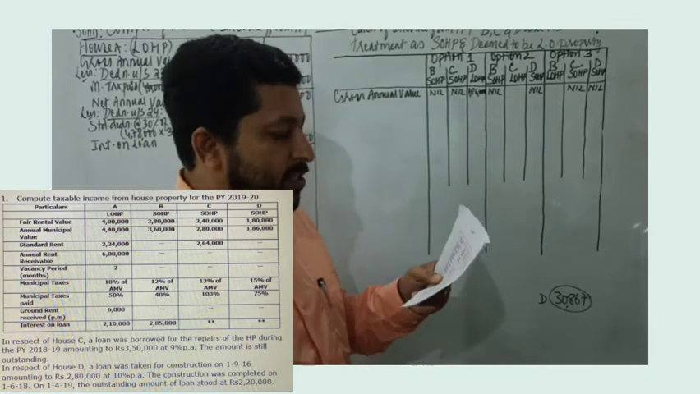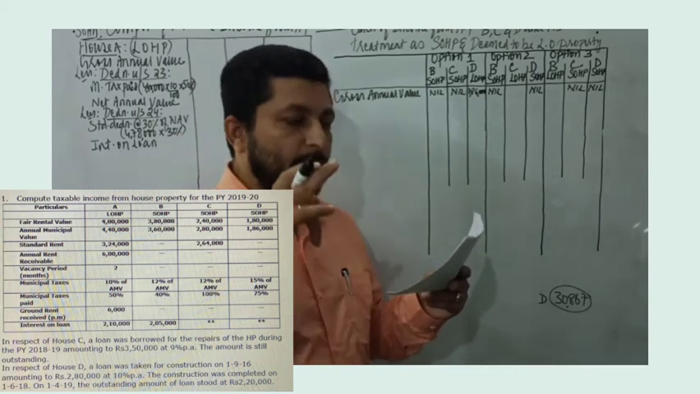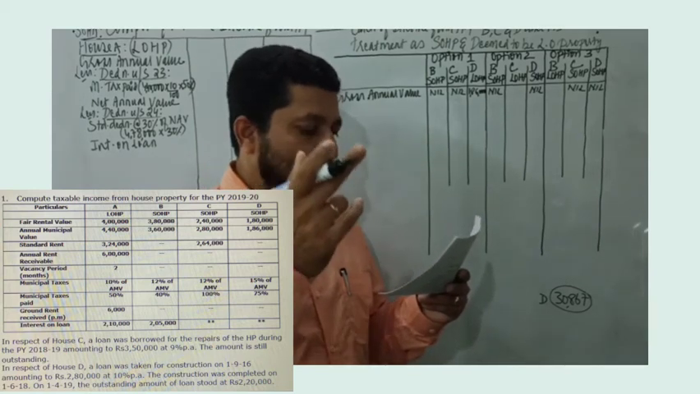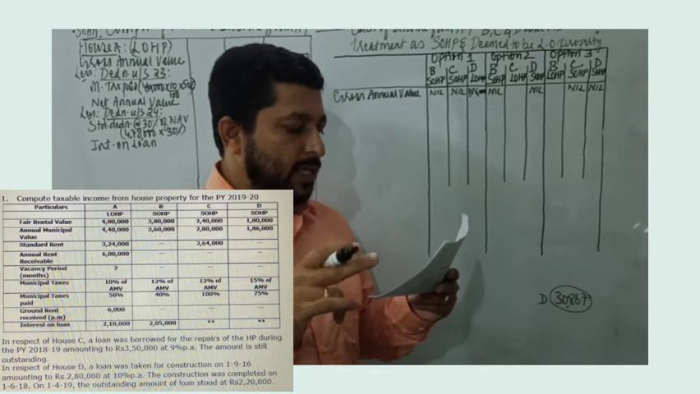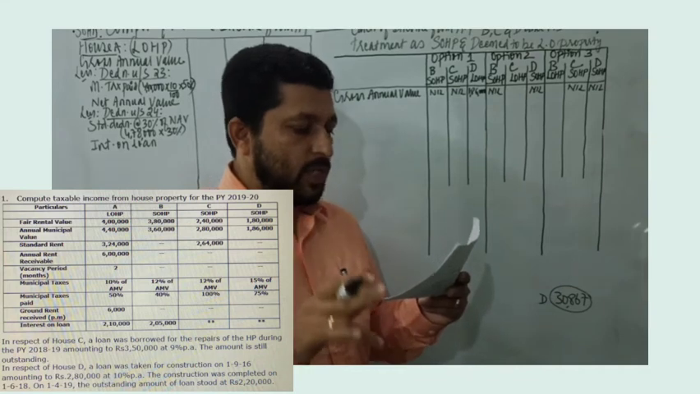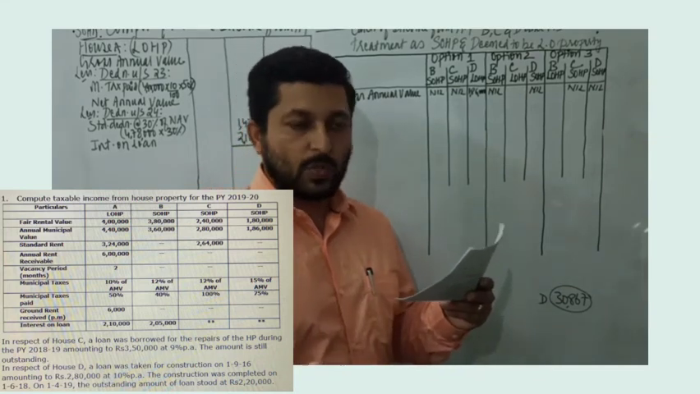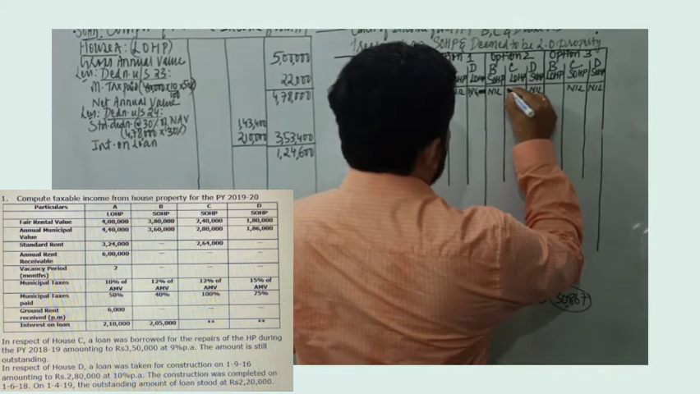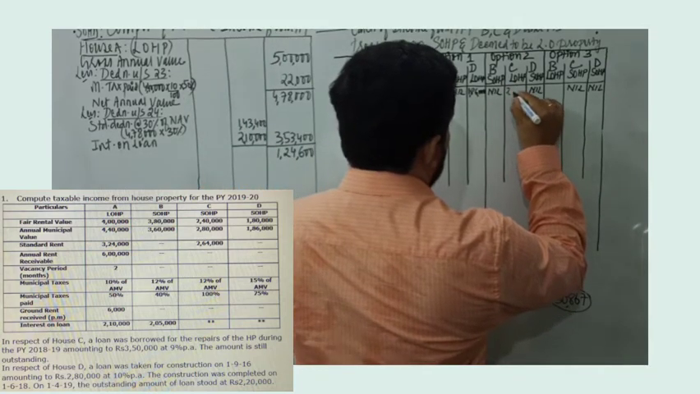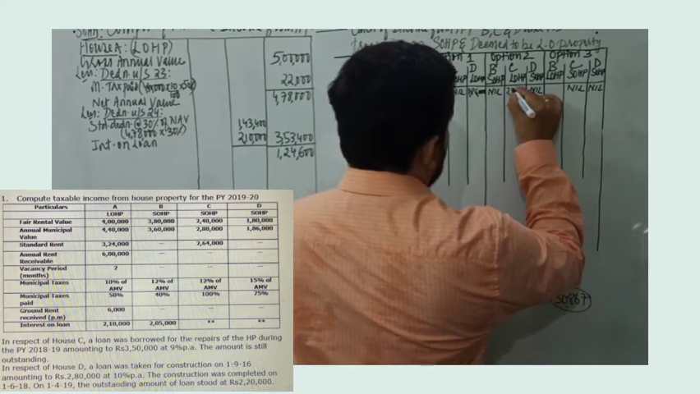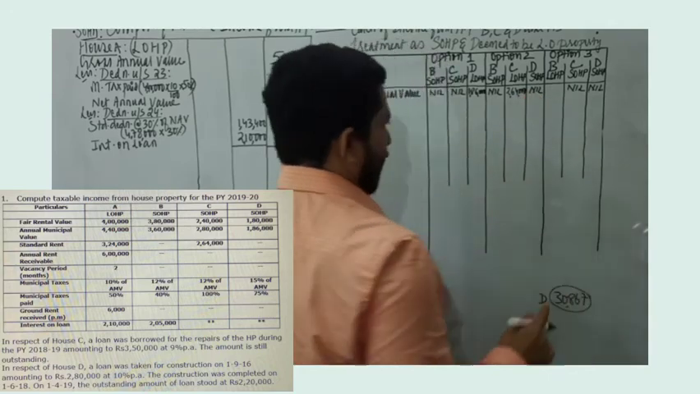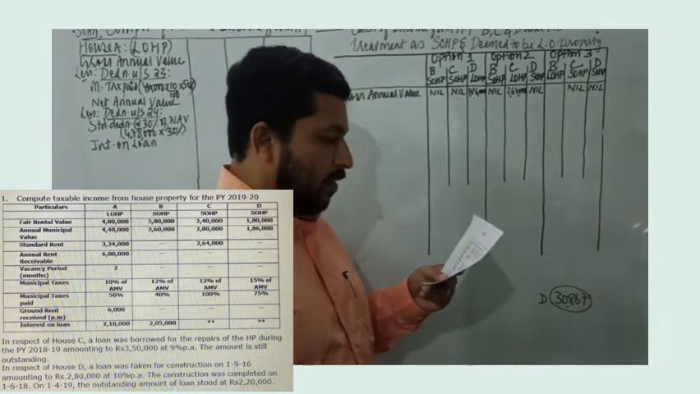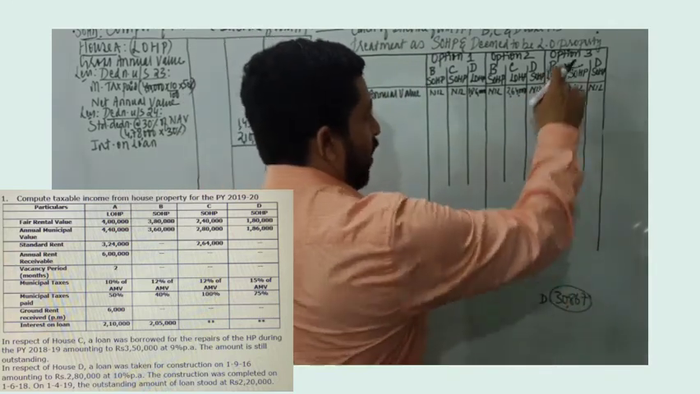Compare that with annual municipal value, which is 2,80,000. Among the two, whichever is higher, so 2,80,000. Compare that with standard rent. So among the two, whichever is lower. So 2,64,000 is expected rent, and that itself will become the gross annual value. So 2,64,000 will be the value. Let's come to house B now in option 3.